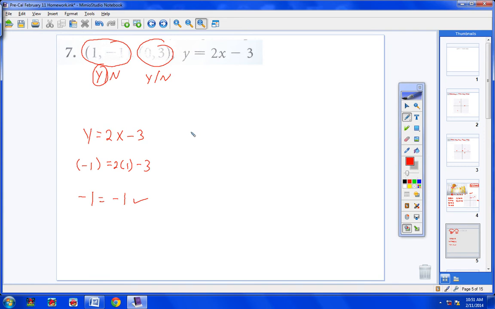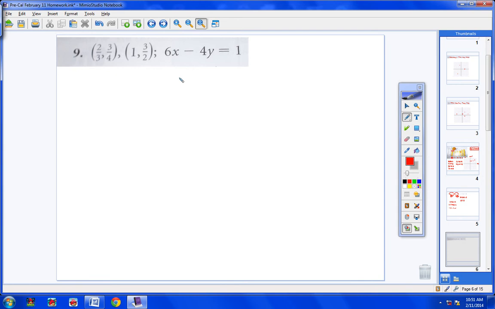Now let's substitute the same ordered pairs into this equation here. So where the y, now we're going to use this ordered pair, 0, 3. So where the y is, I will put a 3. Where the x is, I will put a 0. And you end up with 3 equals -3. That is not accurate. No, that ordered pair does not satisfy the equation.